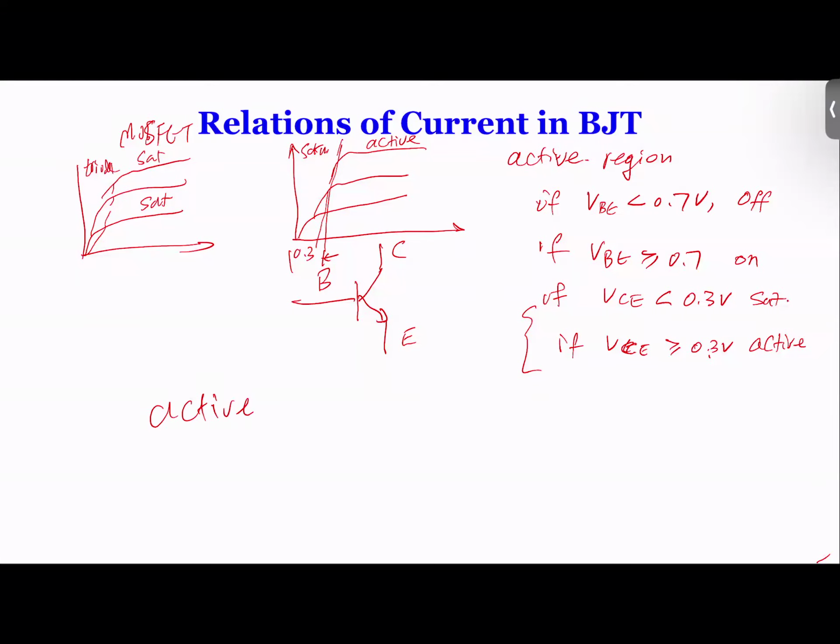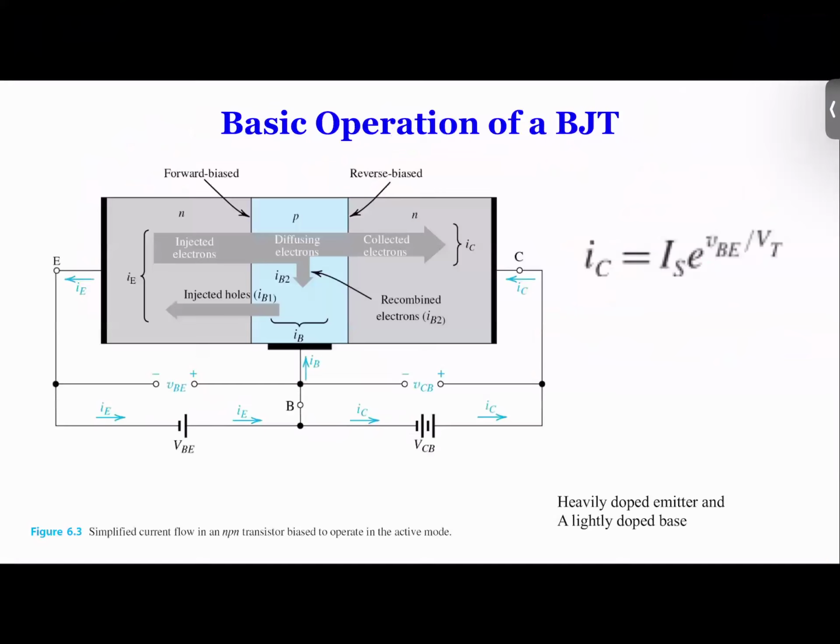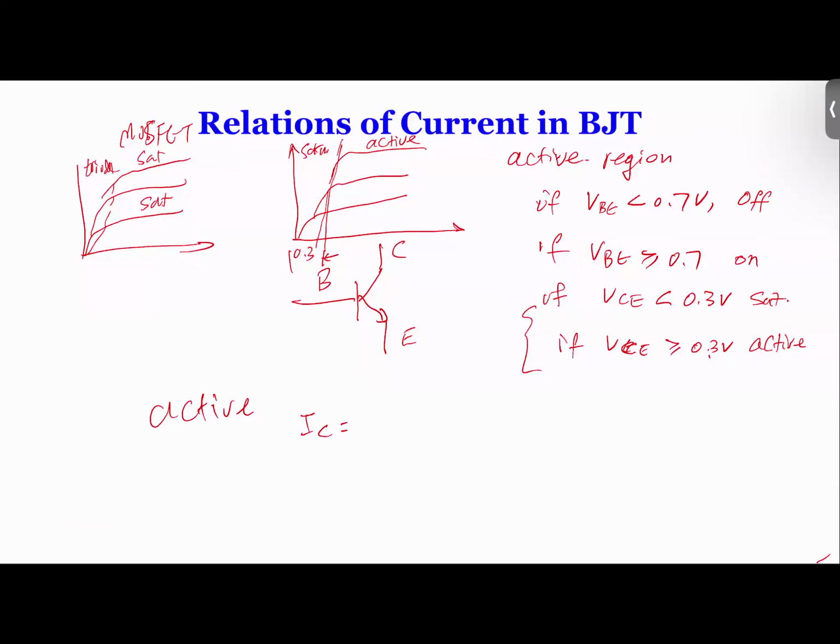Now, in the active mode, there are a couple of relations you need to memorize. One is IC is equal to alpha times IB. Sorry, not alpha, beta. I wrote this wrong. So IC is beta times IB.